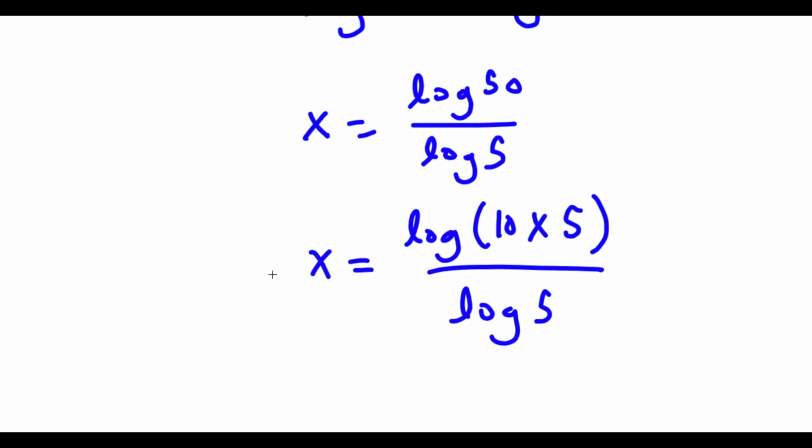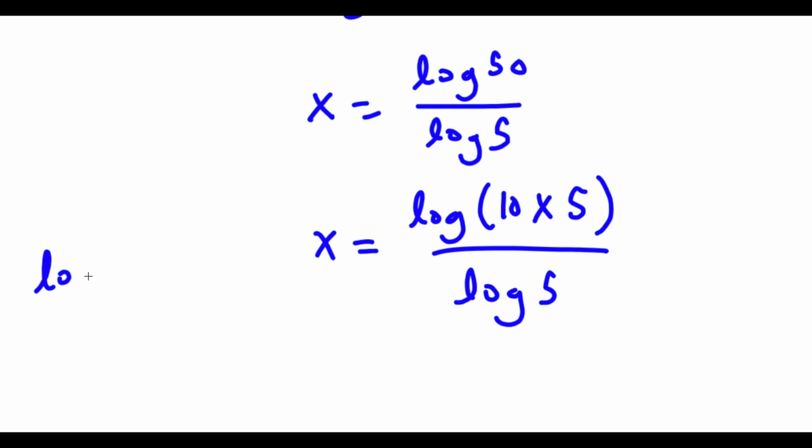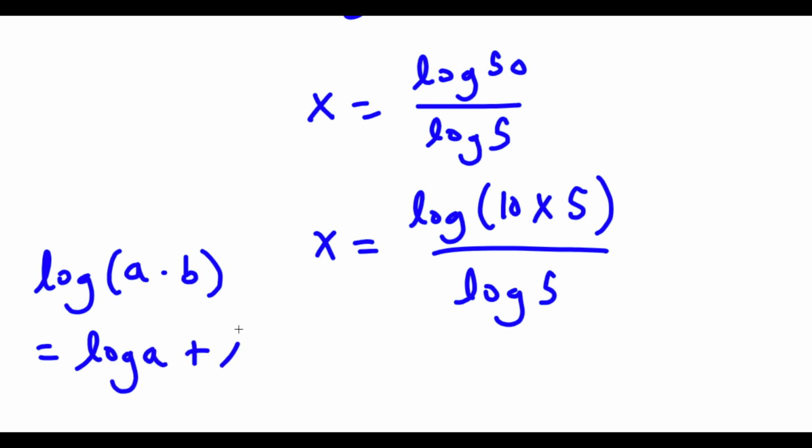And now if I have something in the form log of a times b, this is actually equal to log a plus log b. So this is actually how you add logarithms. You simply just multiply the two bases.